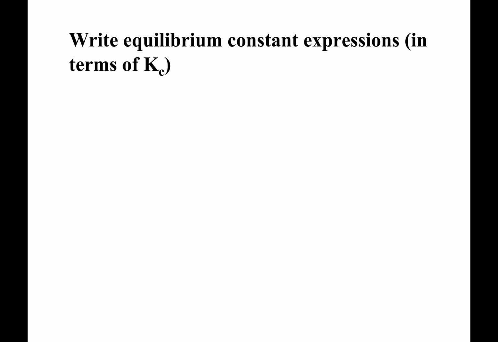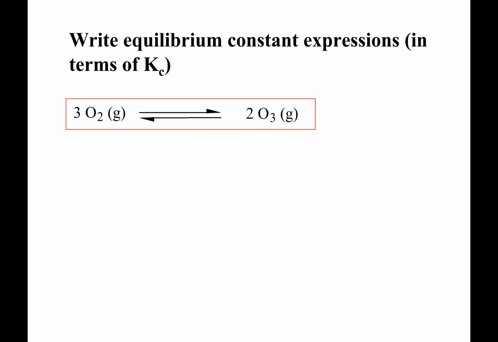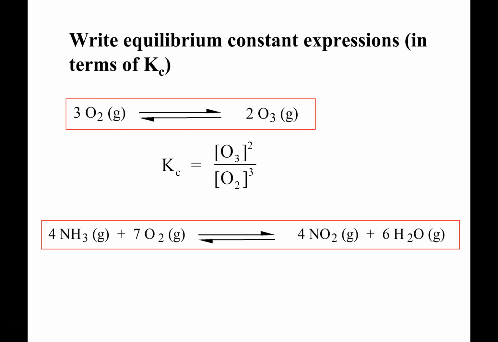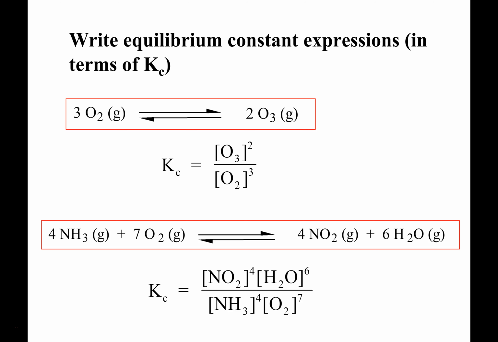All right, so you need to be able to write your equilibrium constant expressions. Remember, it's always products over reactants, raised to their stoichiometric coefficients. So Kc here would be the molar concentration of O3 squared divided by the molar concentration of O2 raised to the third power. You guys have all this written down, don't you? In this one, the equilibrium constant expression has the molar concentrations of the products raised to their stoichiometric coefficients divided by the molar concentrations of the reactants raised to their stoichiometric coefficients. It doesn't seem too difficult so far.